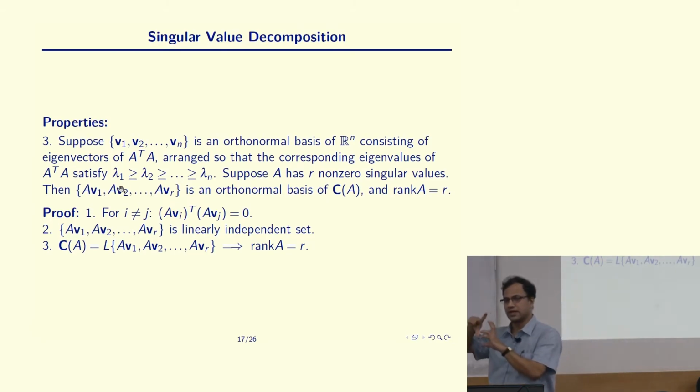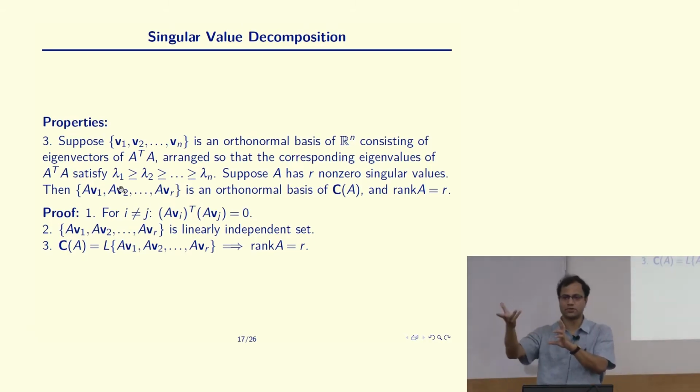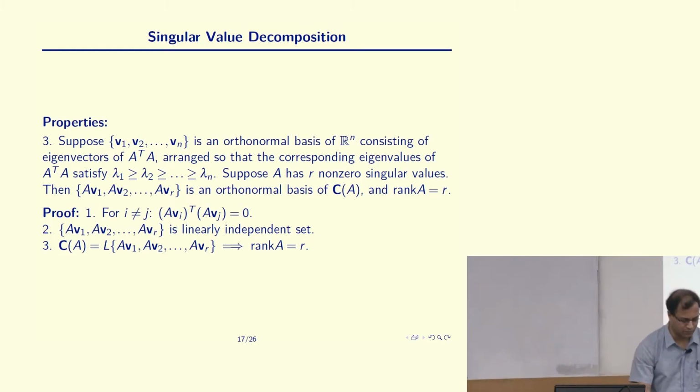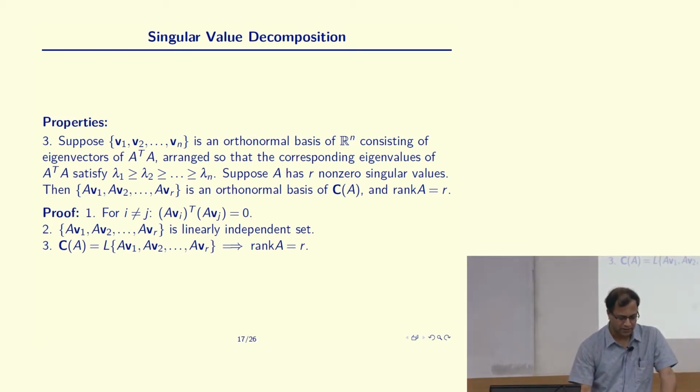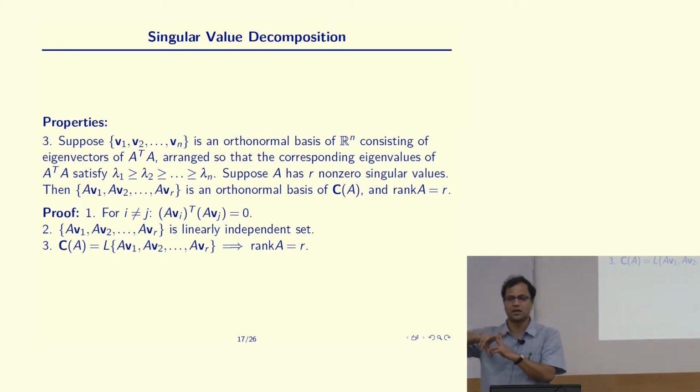How to show that this set of vectors is an orthonormal basis of the column space? What are the properties we need to show? First of all, the three properties we need to show. These vectors are orthonormal, the first property. I think that is clear, you can just check from the first line of the proof. If i is not equal to j, then you just expand this, and since vi, vj are orthonormal, this will be 0. So these AV1, AV2, AVR are orthonormal.